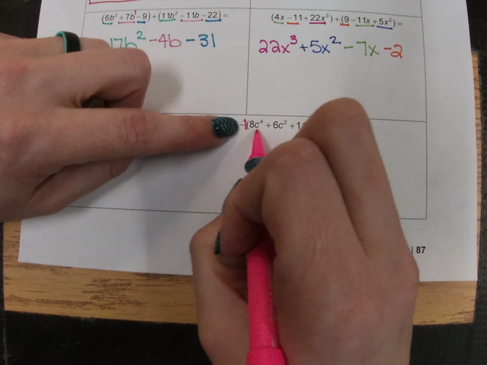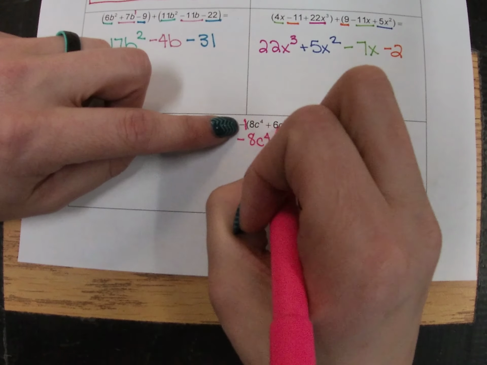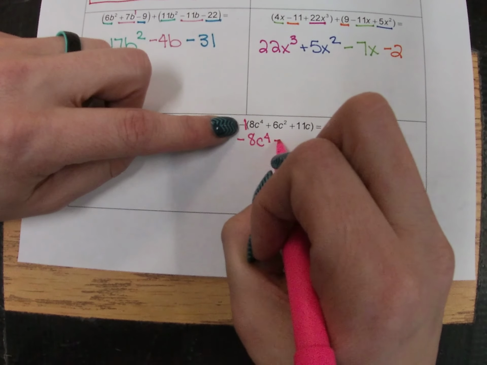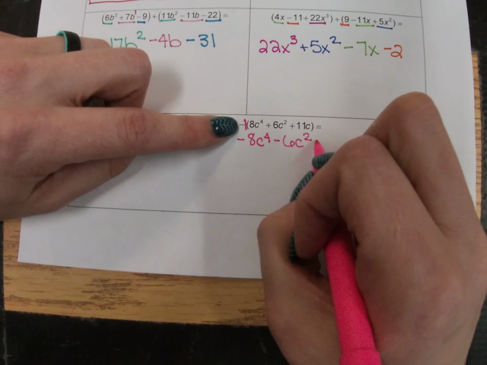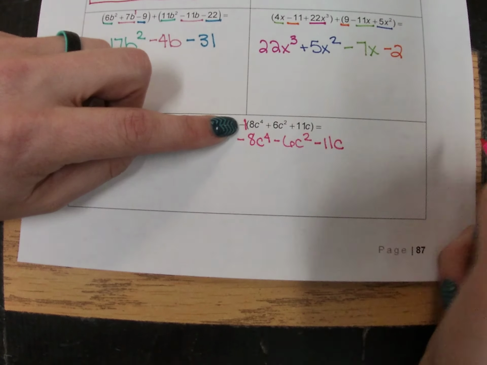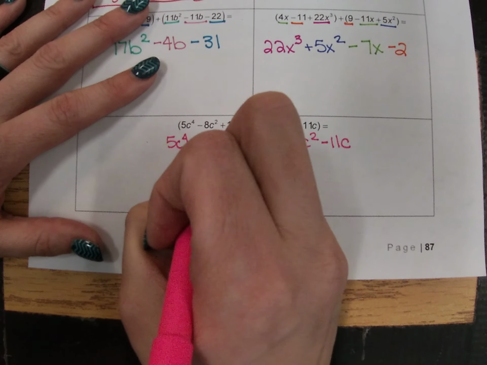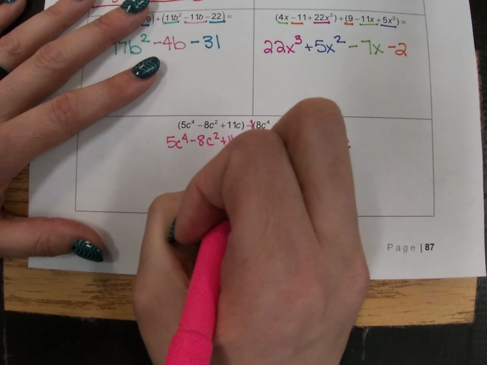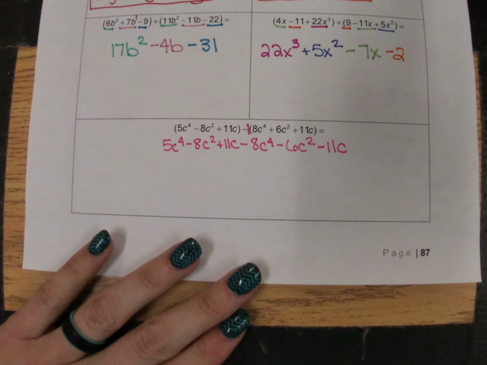So -1 times 8 gives us a -8c to the 4th. -1 times 6 will give us a -6c squared. -1 times 11 will give us a -11c. These other pieces are just staying as they are, so I'm just bringing them straight down. Once we do that, we are now back to combining like terms. So it's okay that we don't see the parentheses. Combining like terms, we no longer need them. We took care of them.